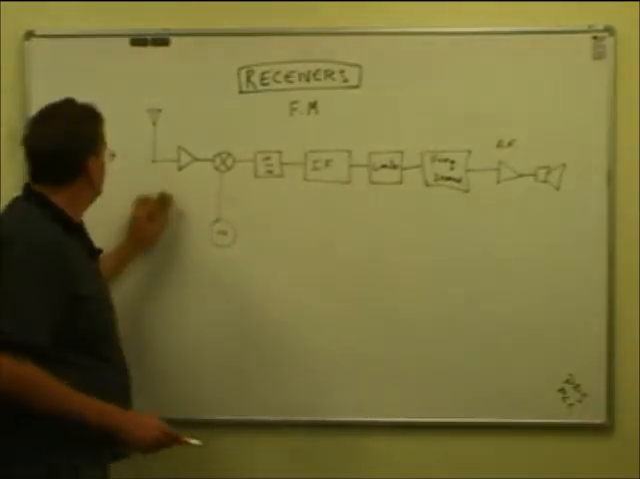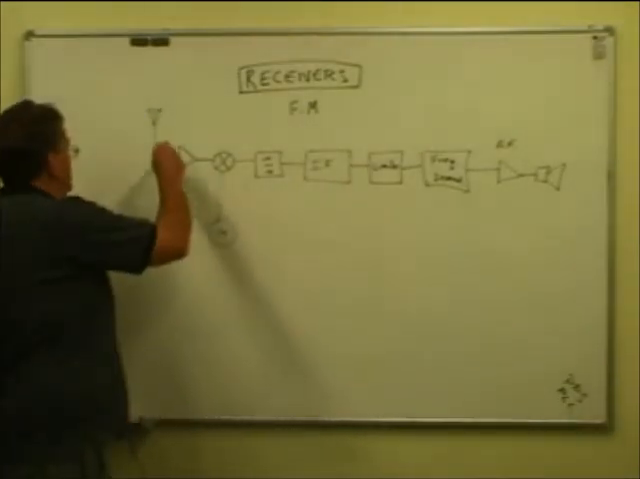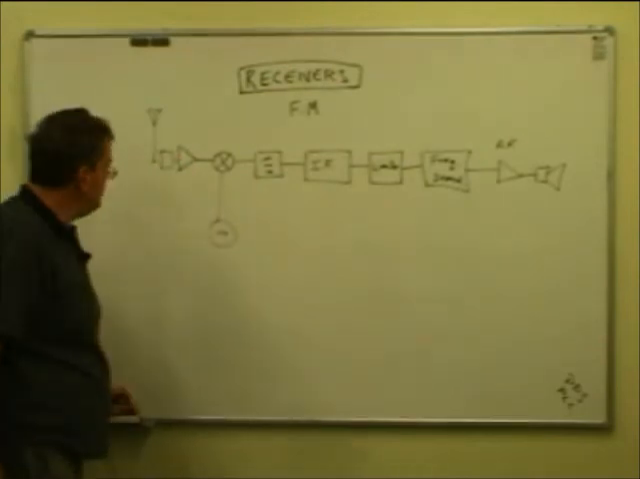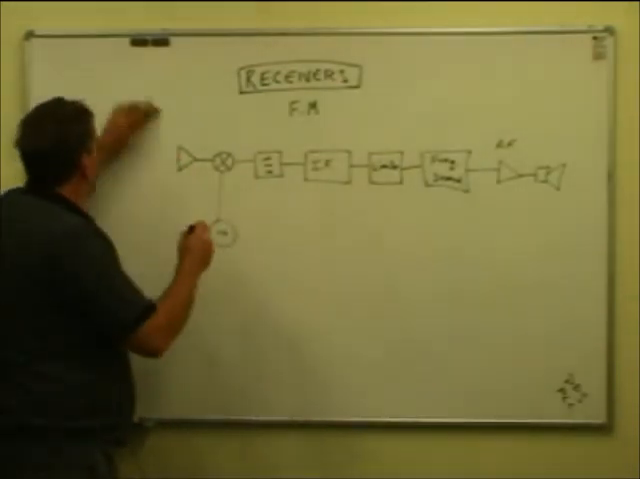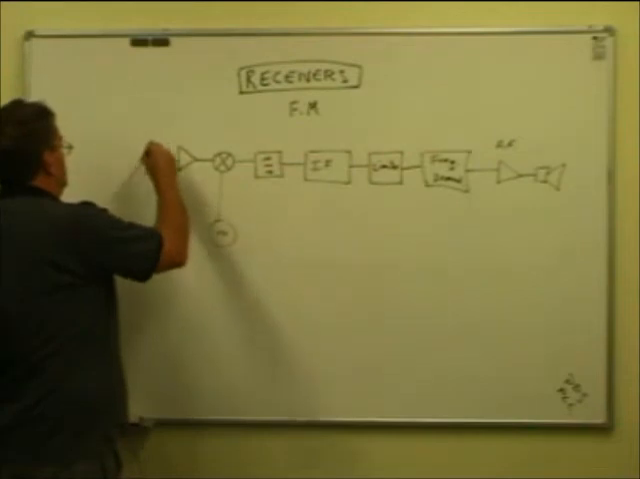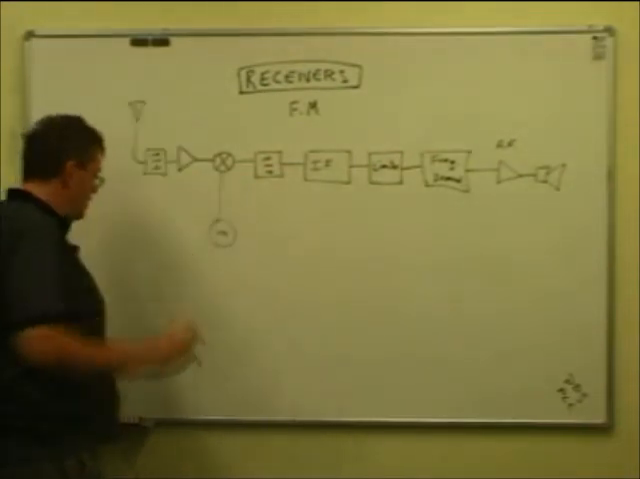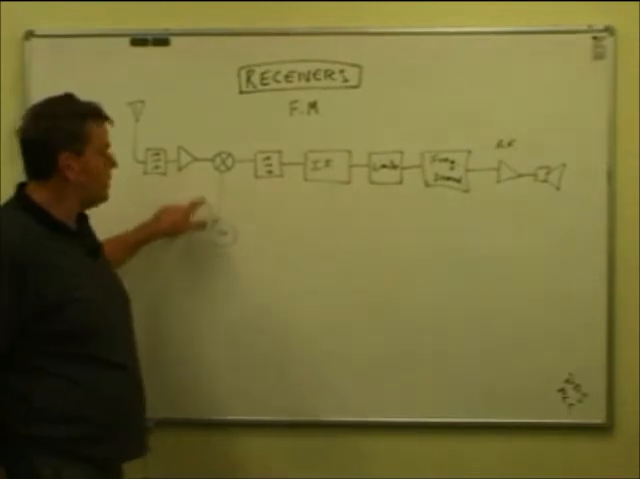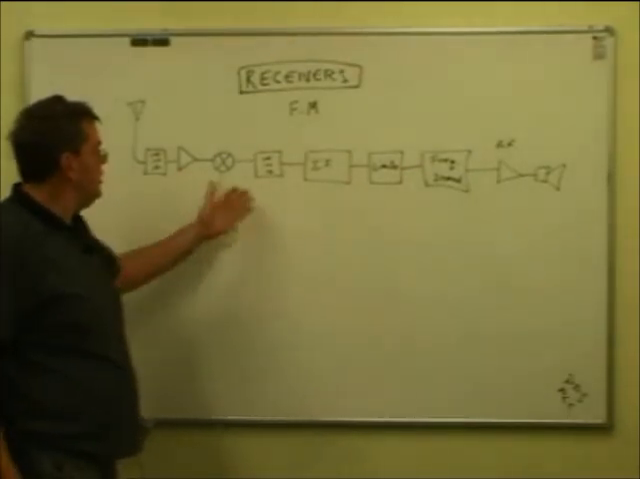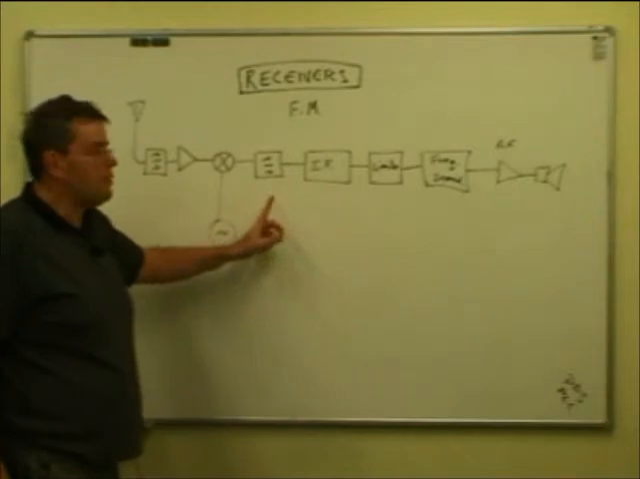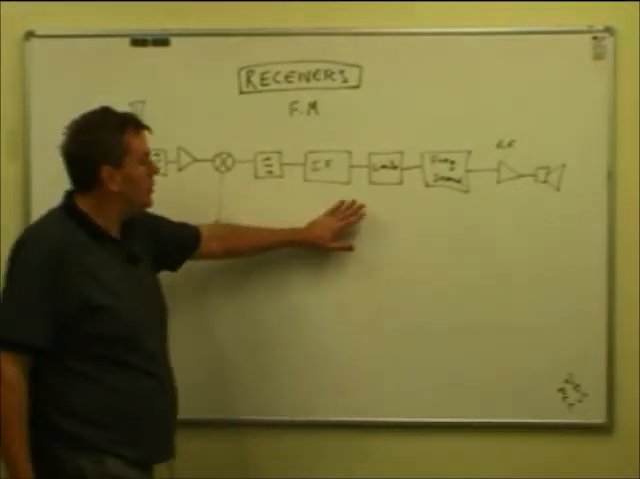Oh, I keep forgetting to put our filter in here. Our front end filter, a bit smaller. Sorry to those watching on videotape. To get rid of the image. RF amplifier, mixer, local oscillator, main bandpass filter for setting selectivity, and intermediate frequency amplifier.